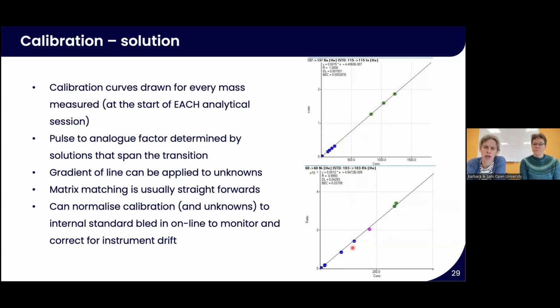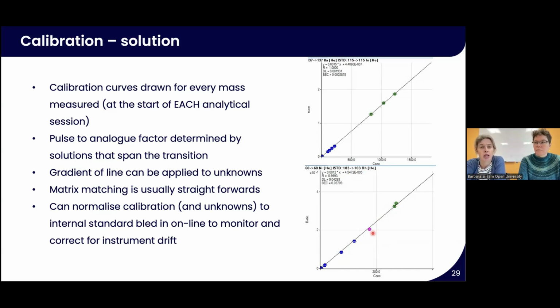In the example of nickel down here, you can see that there's a pulse detector down here, analog up here, and this pink dot is actually measured, so we usually measure each mass 5 or 7 times. So for some of these measurements, it's decided to use the pulse detector, and for some it's decided to use the analog detector. So it shows these up as pink. Calibration curves are drawn for every mass measured at the start of each analytical session. We run our calibration standards and do our calibration from here. The pulse to analog factor is determined by the solutions that span that transition. The gradient of the line is applied to the unknowns.